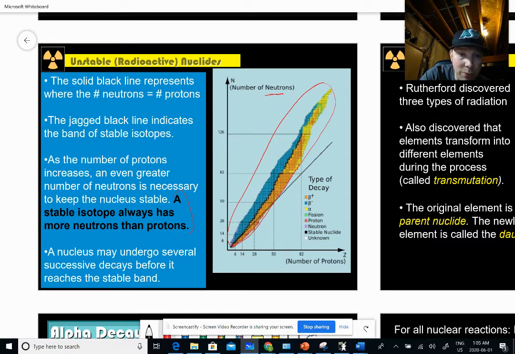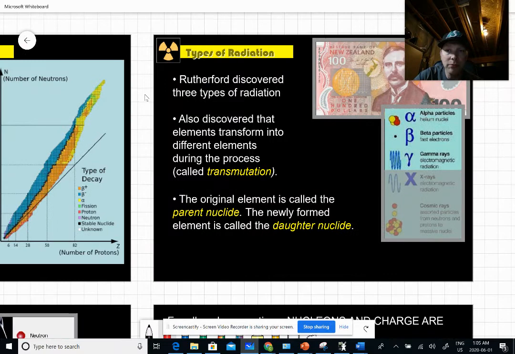This should make sense from what we're talking about. A stable isotope always has more neutrons than protons. That's why everything is existing above this line here. And also, when we have an unstable nuclide, it might undergo a whole bunch of decays before it ends up along this black jagged line, which is its stable line. So it doesn't happen just in one decay. It can happen over a series of decays. So that's important to note as well.